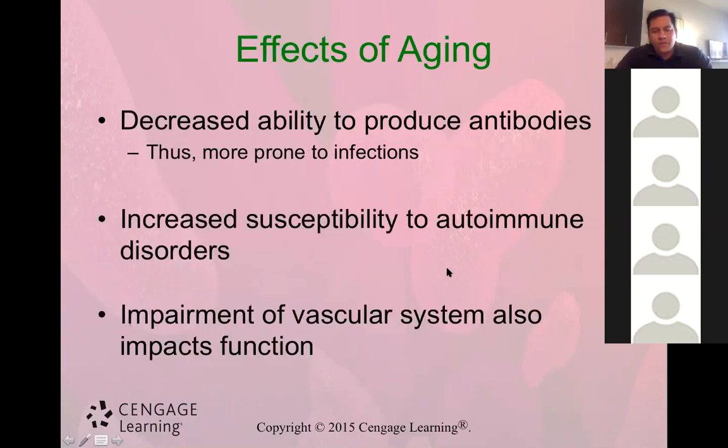Effects of aging on the lymphatic system. Well, you can get a decrease in the ability to produce antibodies, thus being more prone to infections, increased susceptibility to autoimmune disorders, and impairment of the vascular system also impacts the function of the lymphatic system.